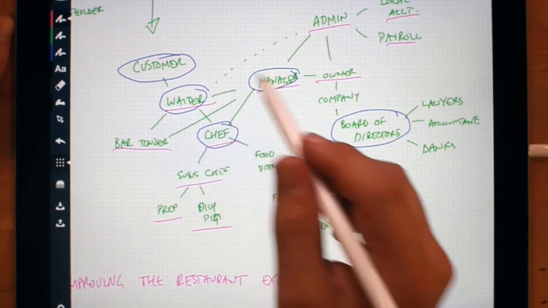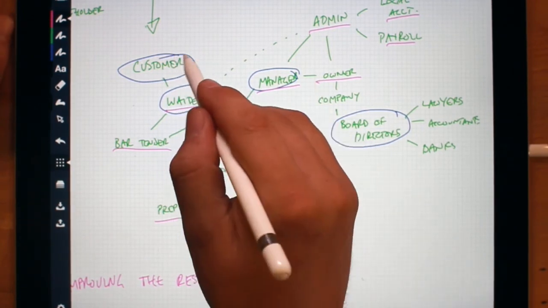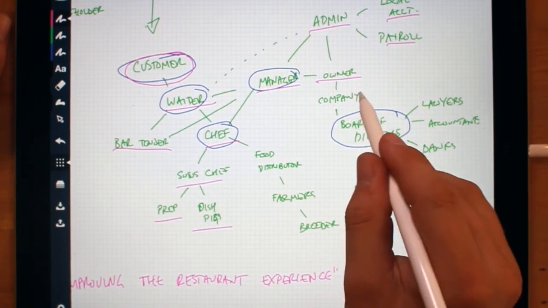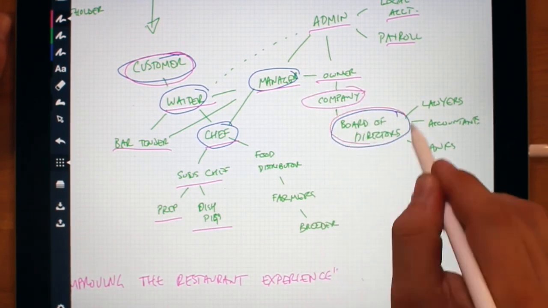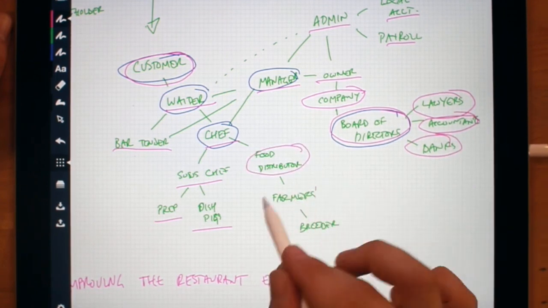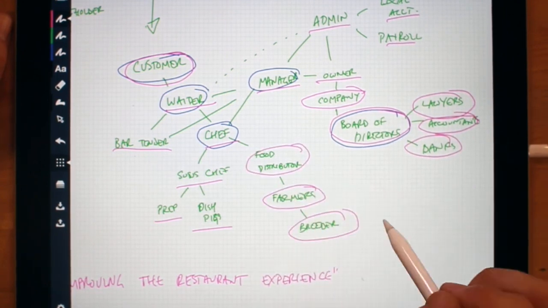If you were to pick out all of the external people, so the customer is obviously external, you can't control them, you can try but you can't. The company might be external, all of these guys might be external. The food distributor is going to be external, the farmers and the breeder.